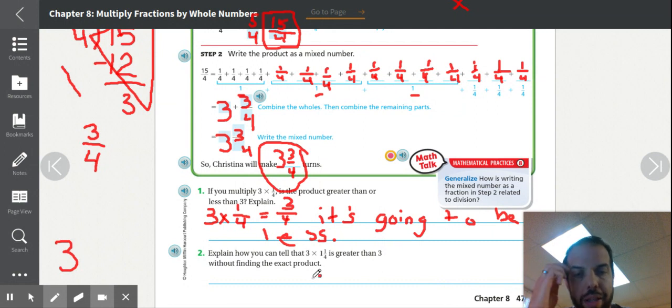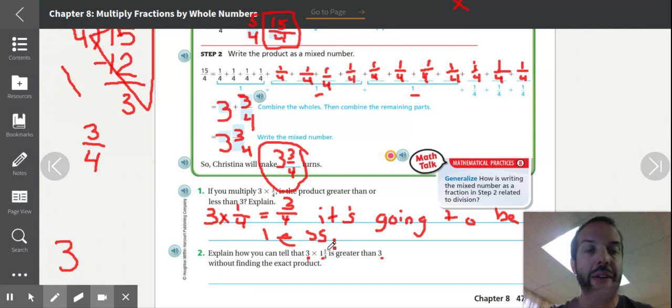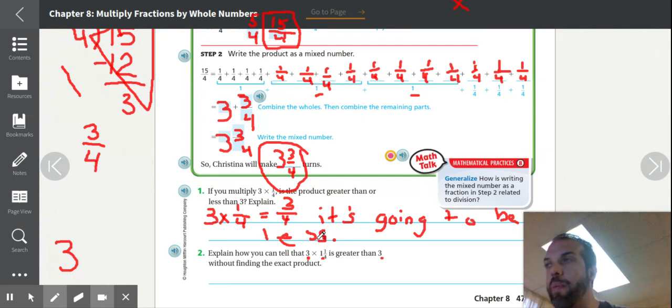Explain how you can tell that 3 times 1 1/4 is greater than 3 without finding the exact product. So think about this. How do we know that this 3 times 1 1/4 is going to be greater than 3? Well, I know my basic fact, 3 times 1 is going to be exactly 3. But now I'm bringing in this fraction. So that fraction's letting me know it's going to be more. My product is going to be more than 3. I knew that before I even started multiplying or showing my work.